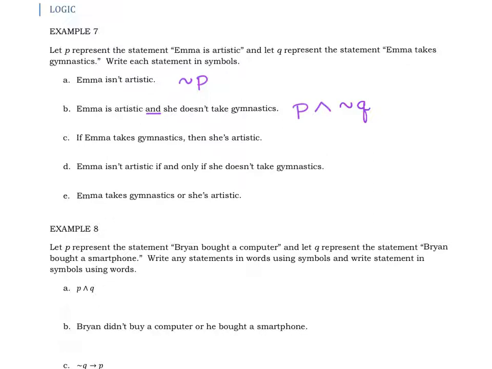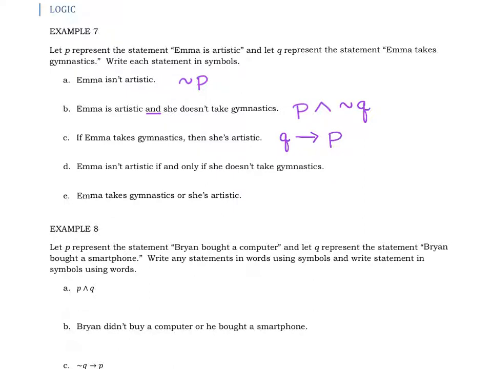All right, for C, if Emma takes gymnastics, then she's artistic. Okay, so if Emma takes gymnastics, Emma taking gymnastics is Q. Then we use the arrow to the right. That's our conditional. That's our if-then. So I know there's only one symbol, okay? But when you see it, you say the word if first. So if Emma takes gymnastics, then she's artistic, which is P.